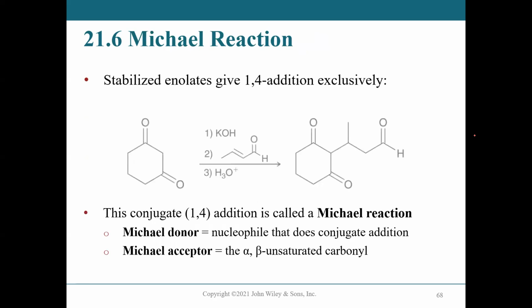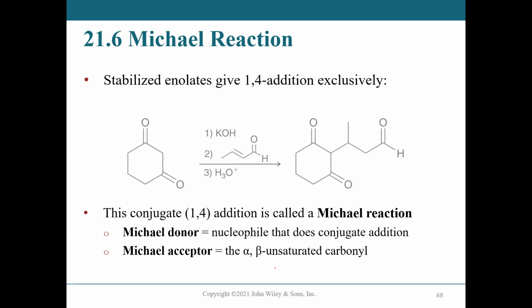And then, which leads into this Michael reaction. So stabilized enolates give the 1,4 addition exclusively. This conjugate 1,4 addition is called a Michael reaction. A Michael donor is a nucleophile that does conjugate addition. A Michael acceptor is equal to the alpha beta unsaturated carbonyl. And let's see what they say about this. It says, in contrast, doubly stabilized enolates are sufficiently stabilized to give the 1,4 conjugate addition exclusively.